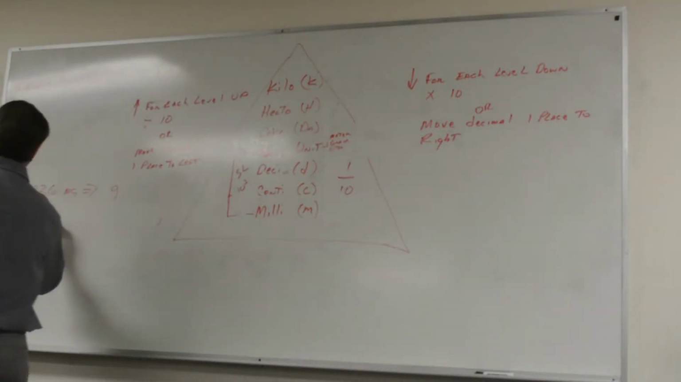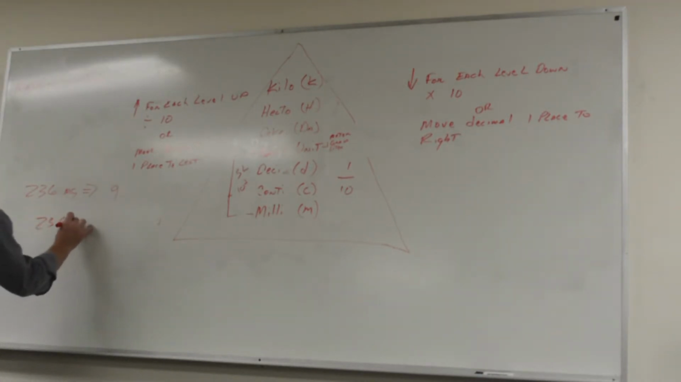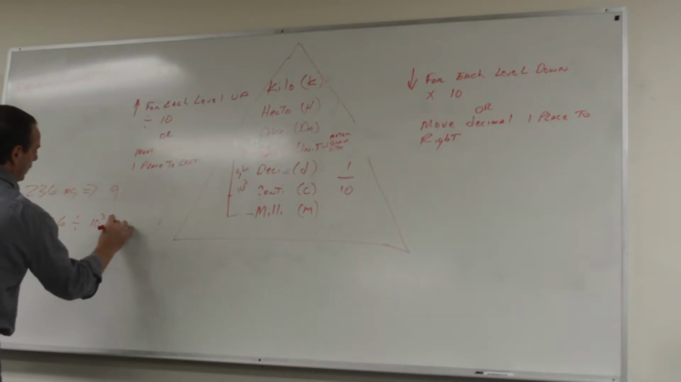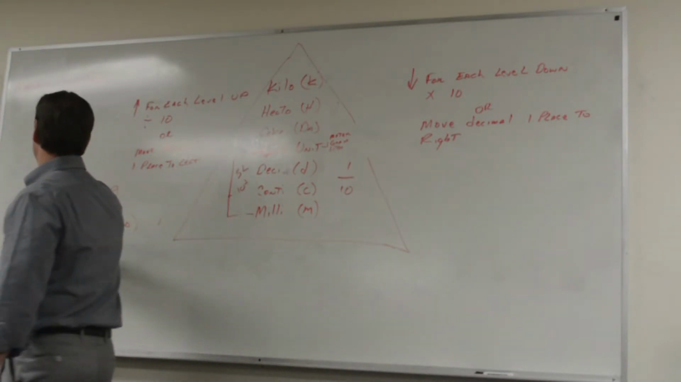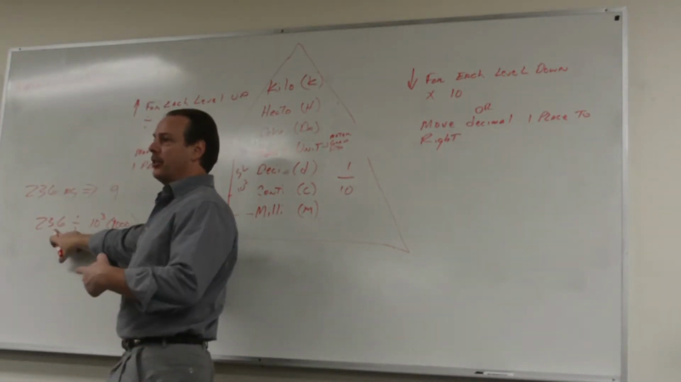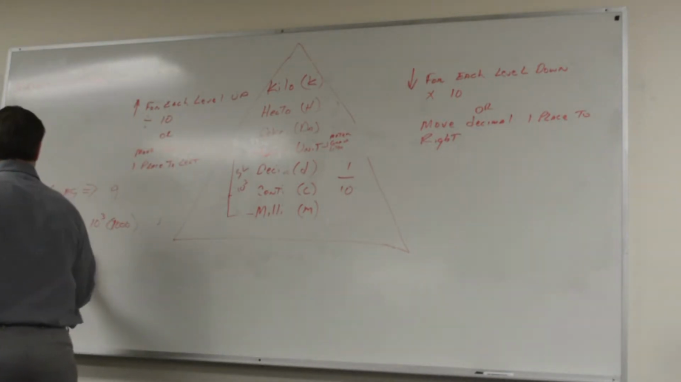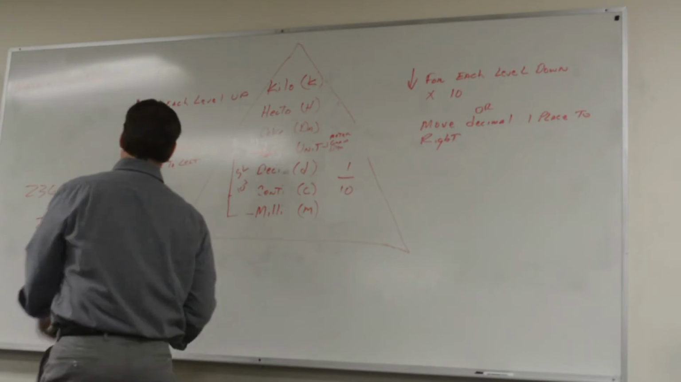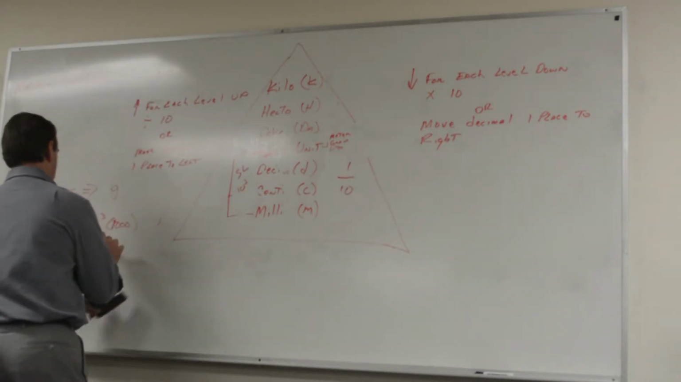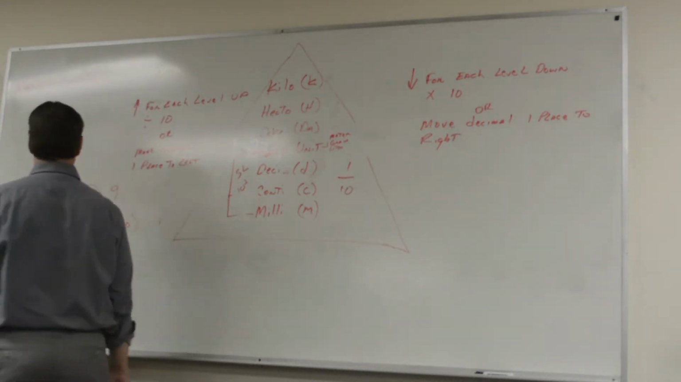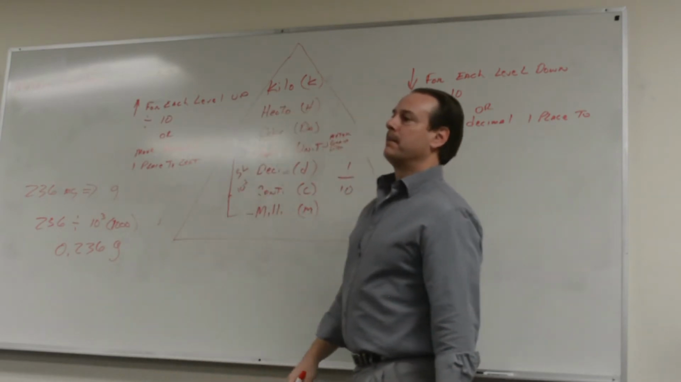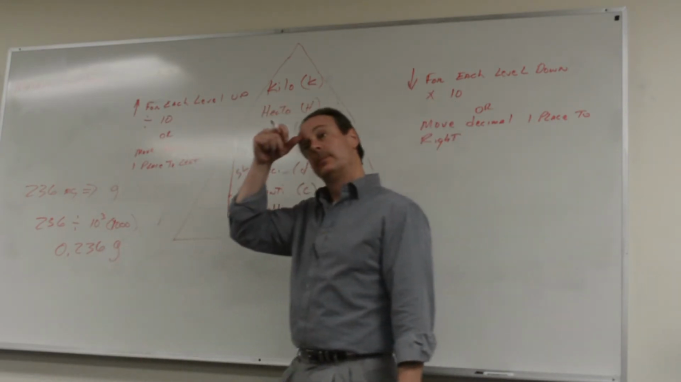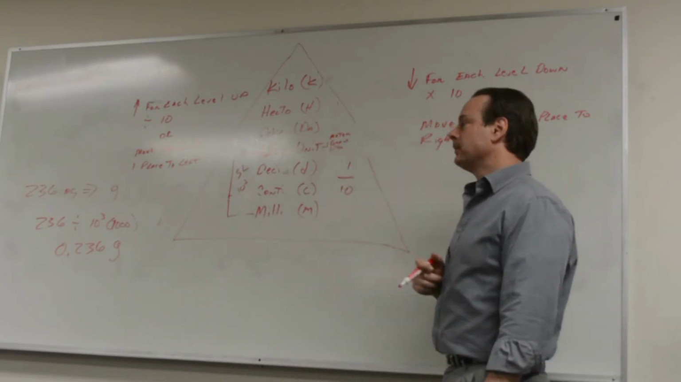All right. We're going to take 236. We're going to divide it by 10 to the third, which is 1,000. So if you take 236 divided by 1,000, you're going to get 0.236 grams. Make sure you put the units. Does that make sense?